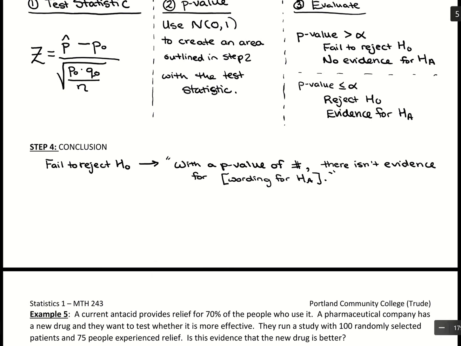And the other scenario, which is when we would reject the null, is going to look very similar. We basically just change one thing. We would still say with a p-value of whatever number it is, and then instead of there isn't evidence, now we do have evidence. So we would just say there is evidence for, and then whatever our wording for the alternative hypothesis is.